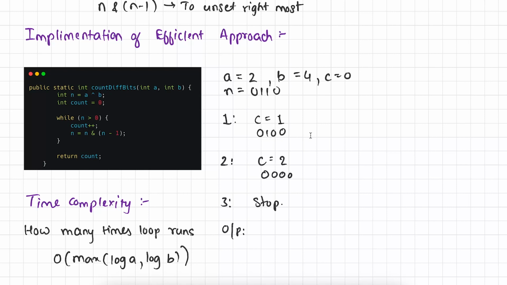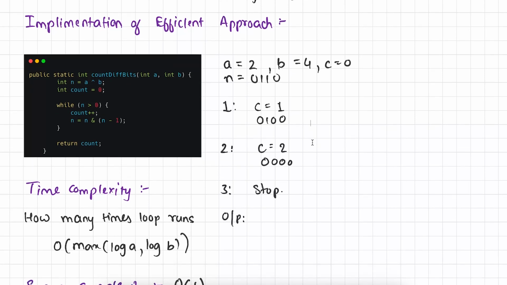In the next iteration, our count becomes 2, and in this iteration, the rightmost set bit gets unset. So the binary becomes 0000, which is equivalent to decimal 0. In the next iteration, n is not greater than 0, so the loop stops and we simply return. So for these two values, the output is 2.